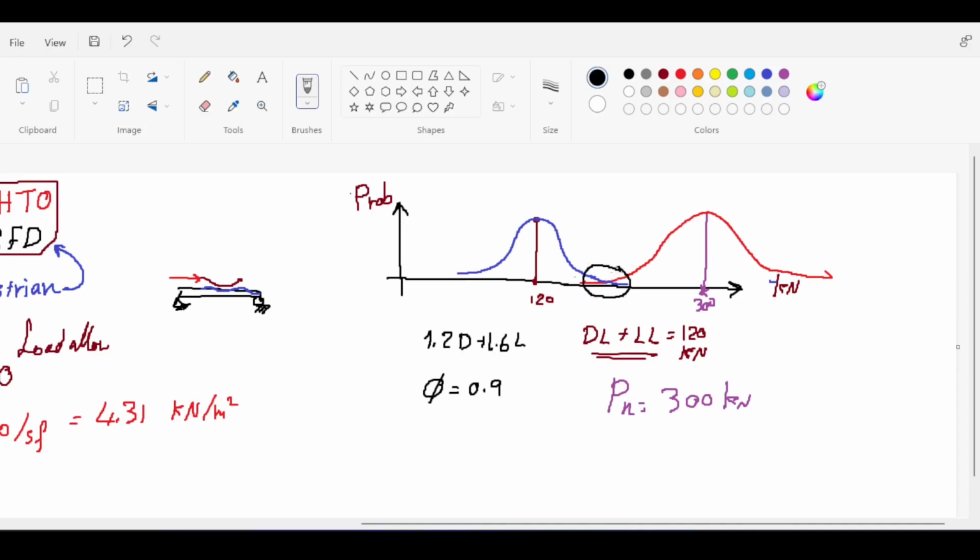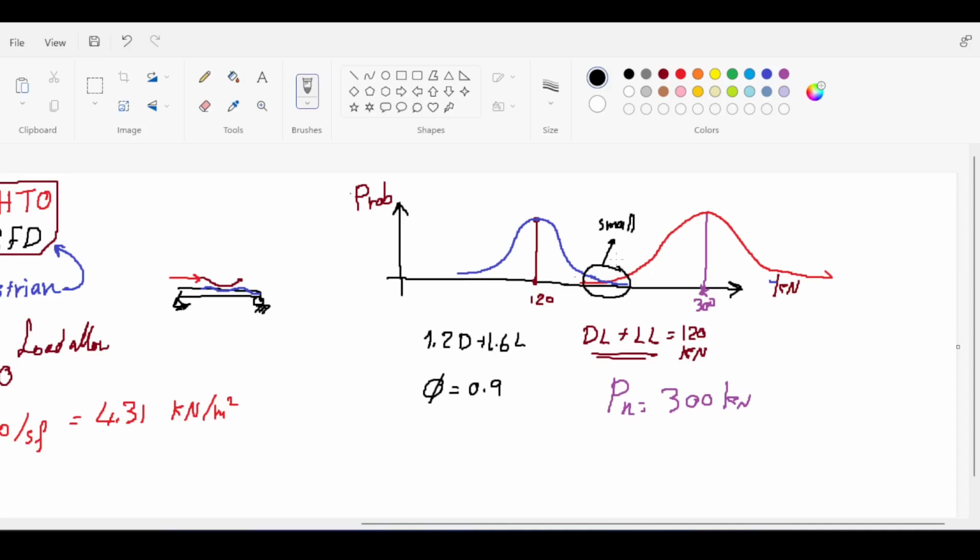If you look at this little region, it's characterized by the red curve being on the left side of the blue curve, meaning that the values of resistance are lower than the values of loads. Which means that even if you design your column to have 300 kilonewtons resistance under a 120 kilonewton load, you would still have a very, very small probability that there might be a failure.